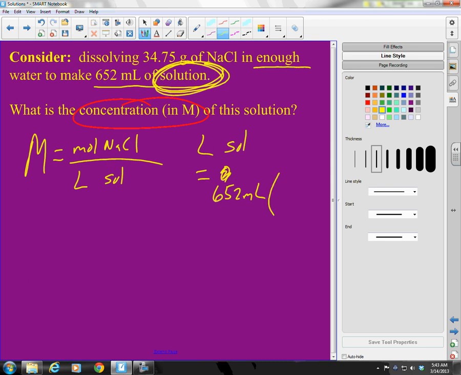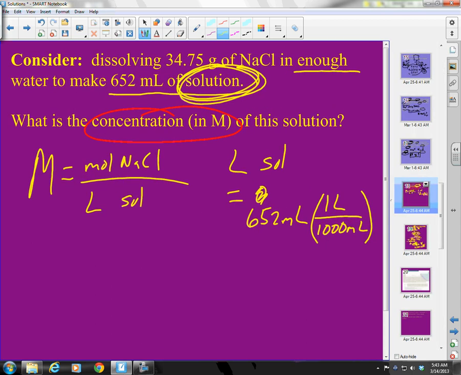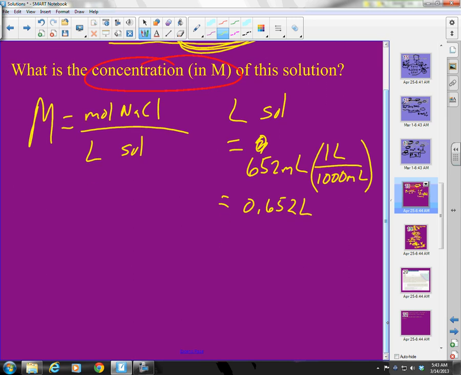Well, it's 1 liter per 1,000 milliliters, right? Let's get rid of that. There we go, give us some more space. And so I'd have 0.652 liters of solution. Now, how do I get moles of sodium chloride?